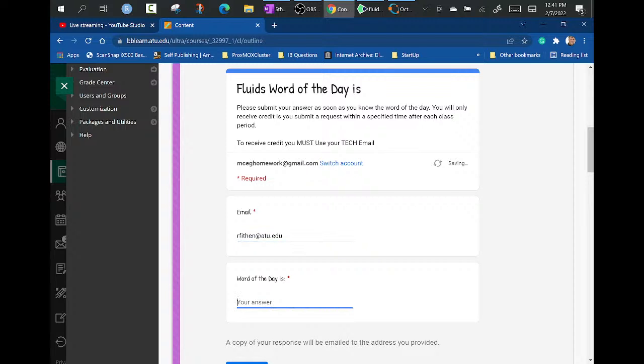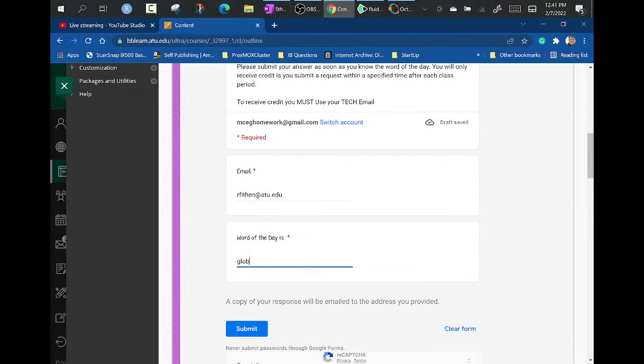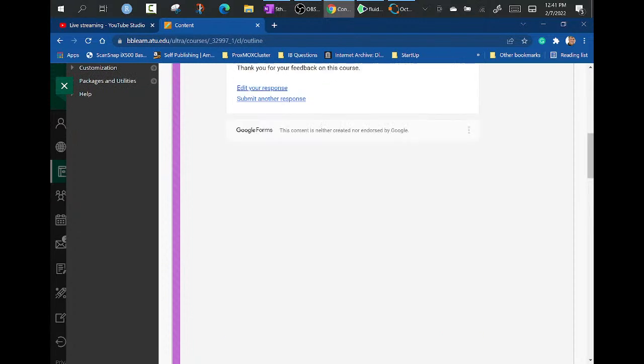Okay. Glob. I know it's not a word, but I like it. G-L-O-B, glob. The word of the day doesn't have to be a word. It can be any symbols or characters at all, and it can have any meaning we want it to.